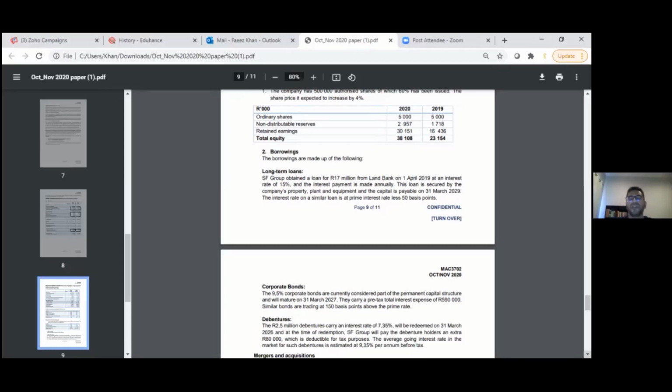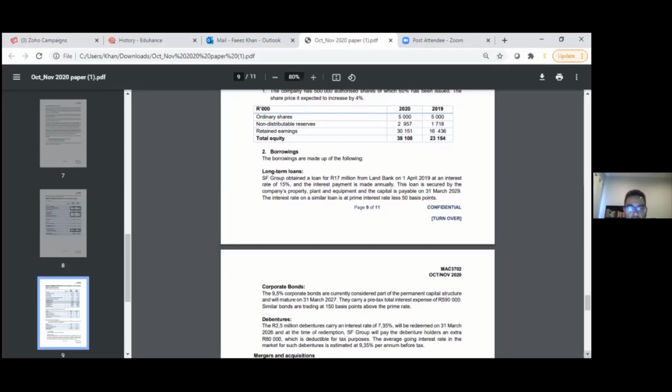What's important here, remember, when it comes to debt and preference shares, is that we have to identify whether it is redeemable or non-redeemable. And number two, be aware that either the market value is given or the market rate will be given. So if one of them is given, you might just be able to figure out the other.